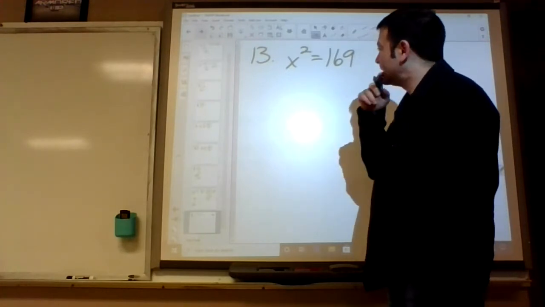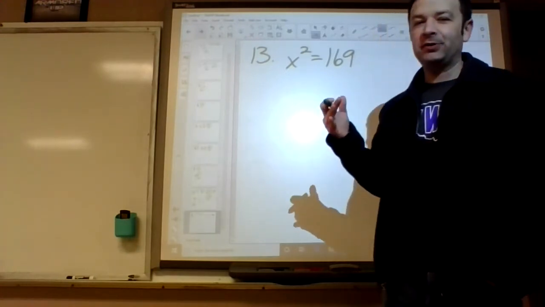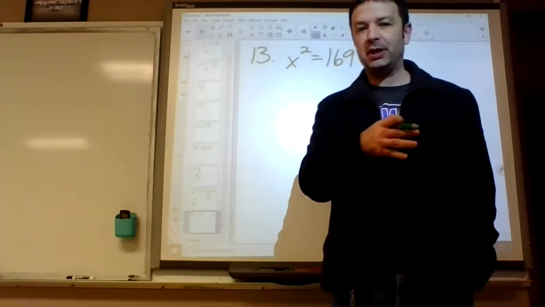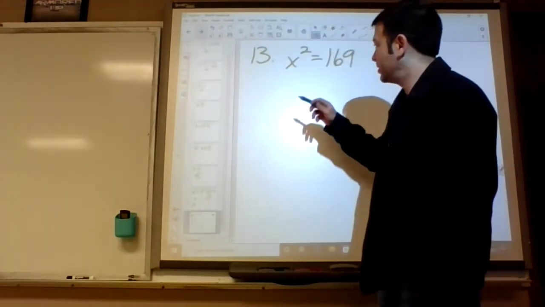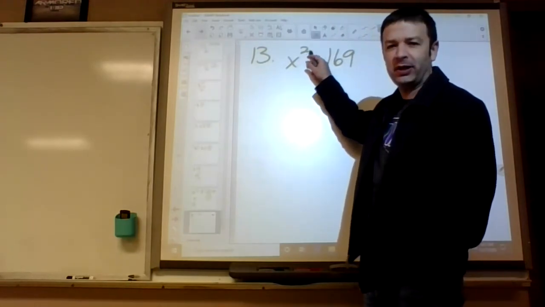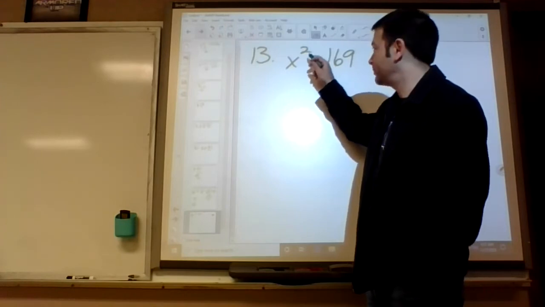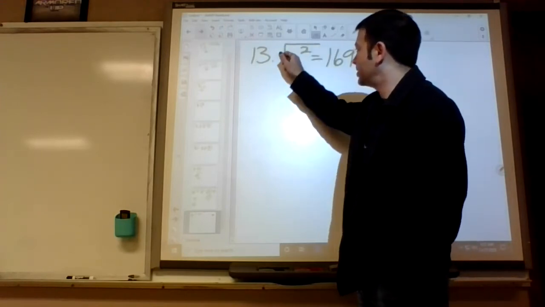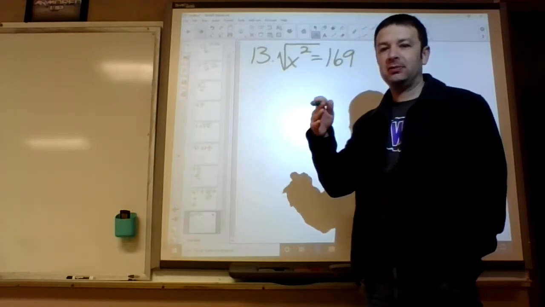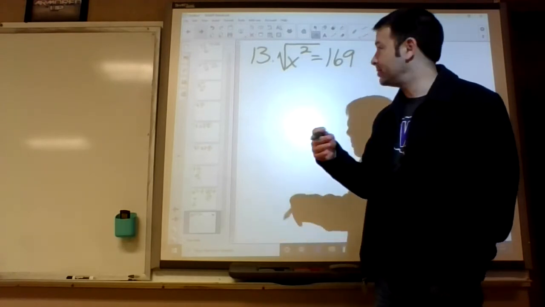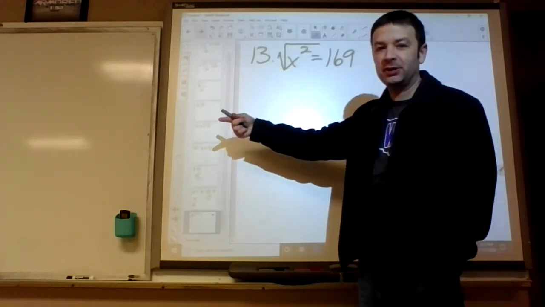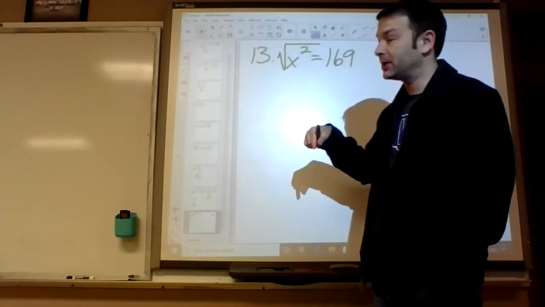Well, what times itself equals 169? What you're really asking is, what's the square root of 169? That's what square root means. Another way to think of this is, to get x by itself, I need to get rid of the square. What's the opposite of squaring something? It's square rooting. It's kind of like, the opposite of times 2 is divided by 2. The opposite of squaring something, taking something times itself, is square rooting. What times itself equals that thing.